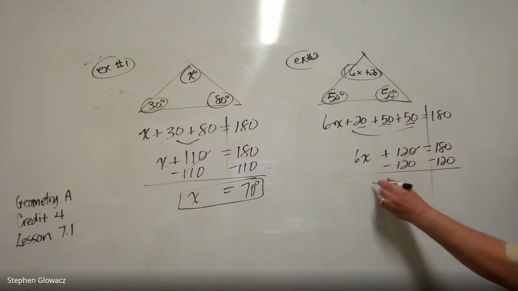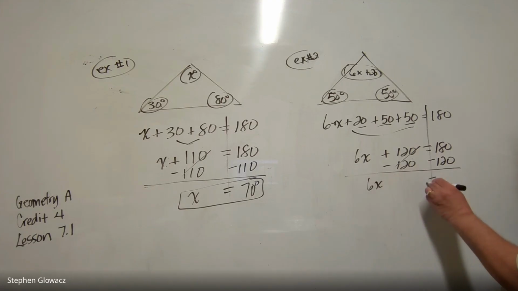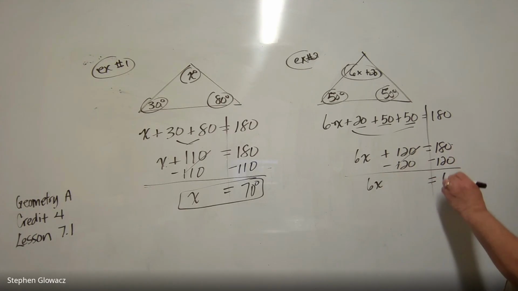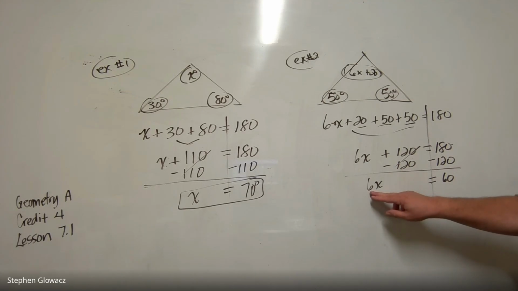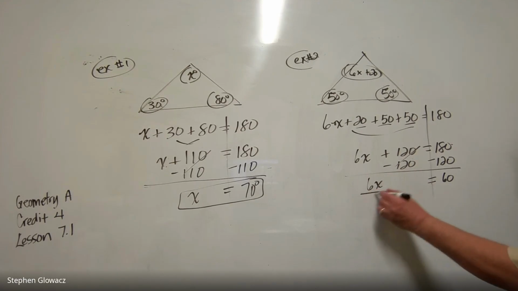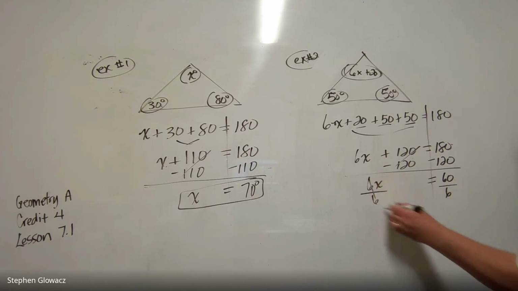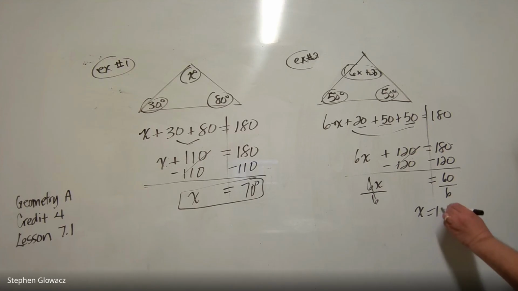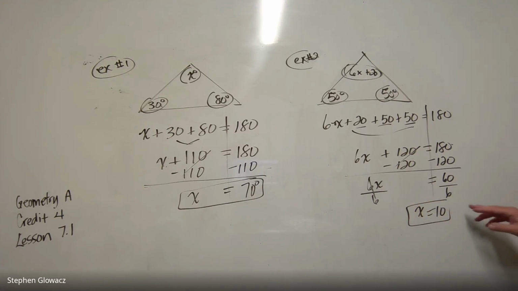The 120s cancel out. We bring down the 6x. 180 minus 120 is 60. Our final step, x is being multiplied by 6, so we're going to divide by 6 to both sides. And the 6s cancel out, and 60 divided by 6 is 10. So our answer is x equals 10.